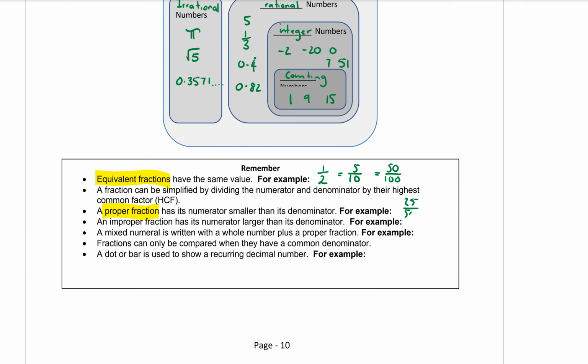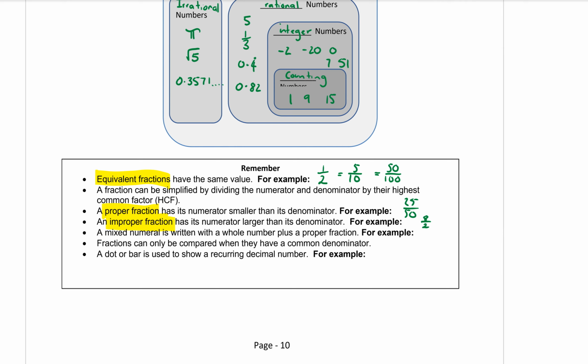25/50. Anything where the top number is smaller than the bottom number is a proper fraction. So it could be 2/3, could be 5/7, could be 11/59. As long as the top number is smaller than the bottom number, it's what we call a proper fraction. So maybe you'd then know what an improper fraction is going to be. We're going to flip that now. It's when the top number, the numerator, is bigger than the bottom number. Will, give me an example. 8/2. Perfect. Bigger number on the top, smaller number on the bottom. That's called an improper fraction.